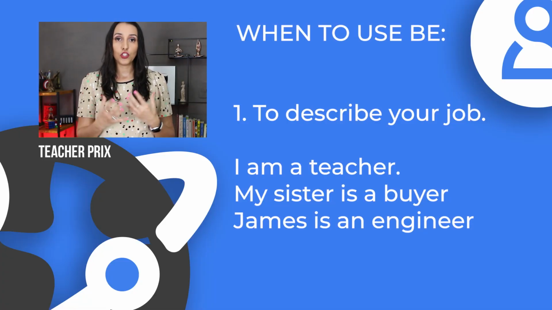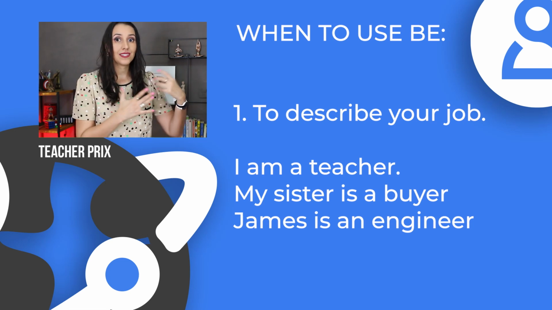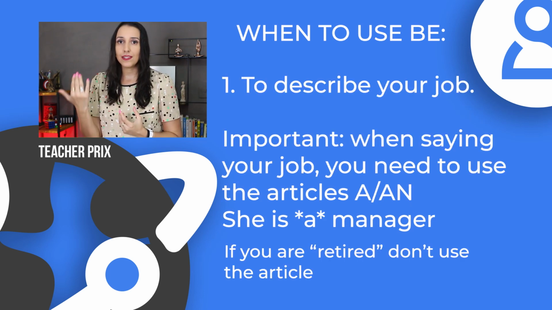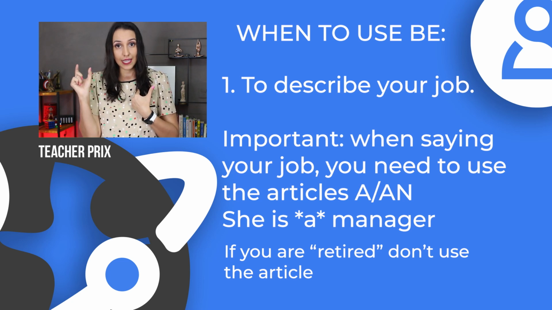Let's move on to when you're going to use verb to be. Here in this lesson, I'm going to show you 7 common phrases where you're going to need verb to be. The first one, to describe your job. So whenever you describe your occupation or your sister's occupation or your friend's occupation, you will probably use verb to be. For example, I am a teacher. I am a doctor. My best friend, he is a financial analyst.